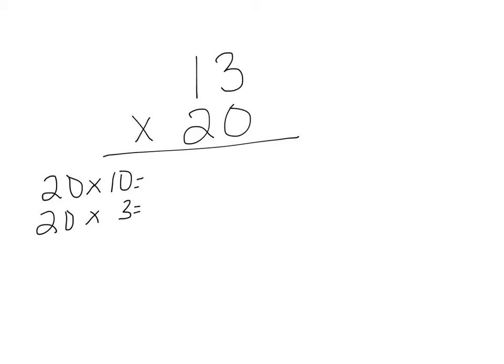Tanner. 200. Yeah. 200. Yep, we can do 2 times 1. Oh, 2 times 1. And then take those 2 zeros and place them there.